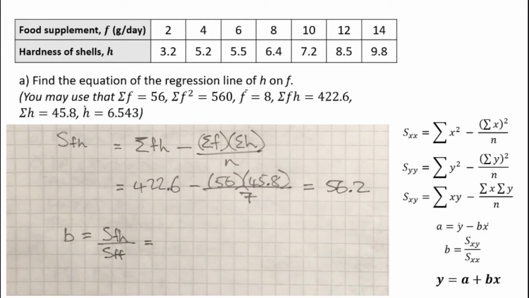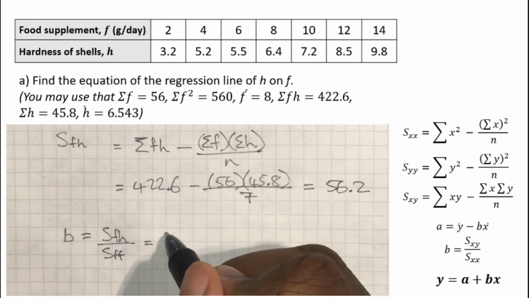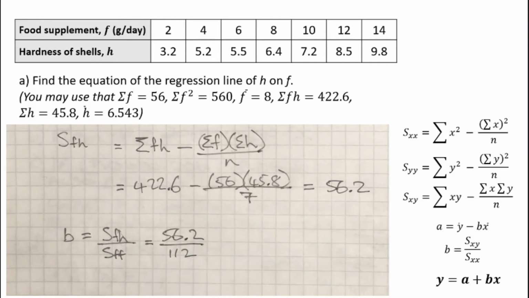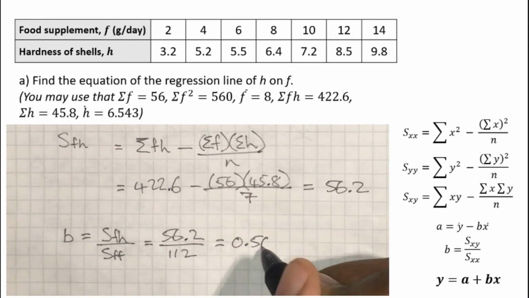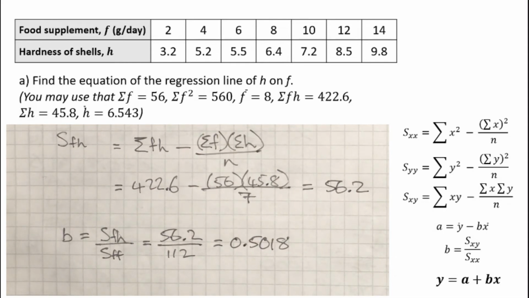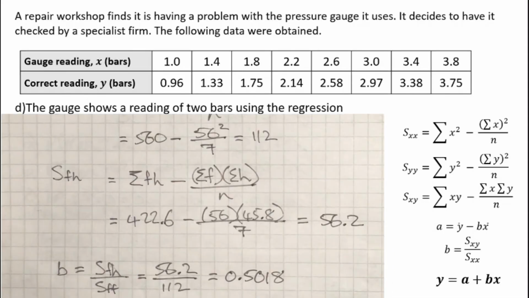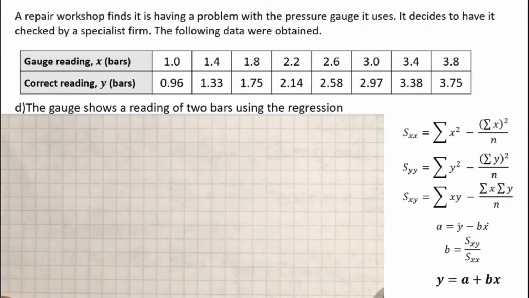b is always going to be the combination of two variables in the summary statistics. So S of fh is going to be the numerator, and then we're going to double up in the denominator, so that will be the S of ff. Okay, substitute, and we get 0.5018. Okay, we've got b. Let's go ahead and find a.